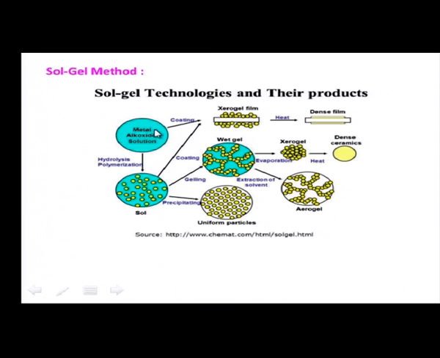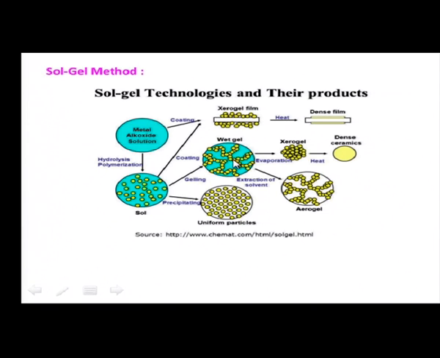In the sol gel technologies and their products, we have a solution, that is a sol, and you have hydrolysis and polymerization, whereby it can yield metal alkoxide solutions. You coat this with a xerogel film and heat this xerogel film, and you get this dense film.